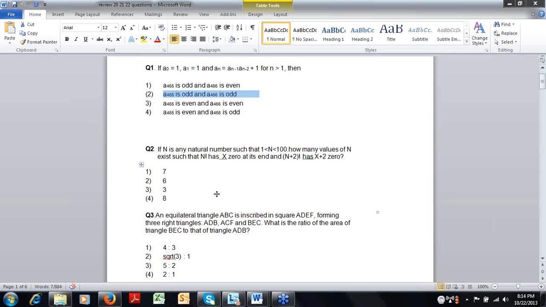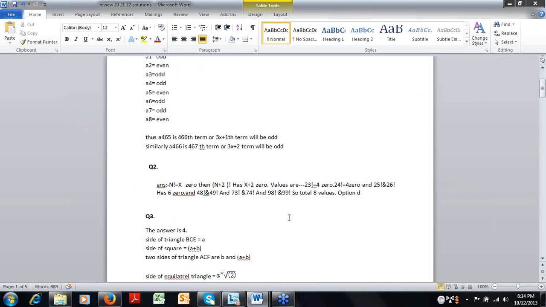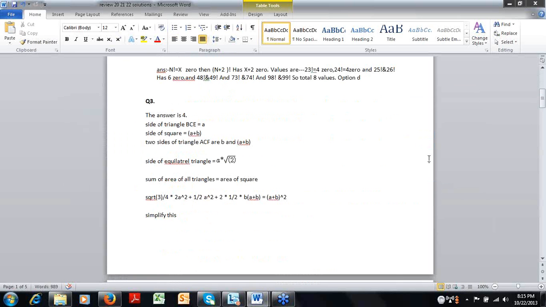Okay, moving on to the third question. The third question is a geometry question. An equilateral triangle ABC is inscribed in a square ADEF, forming 3 right angle triangles, ADB, ACF and BEC. What is the ratio of triangle BEC to that of triangle ADB? So the side of triangle BCE is a. Okay, let's try to bring out a figure in this.